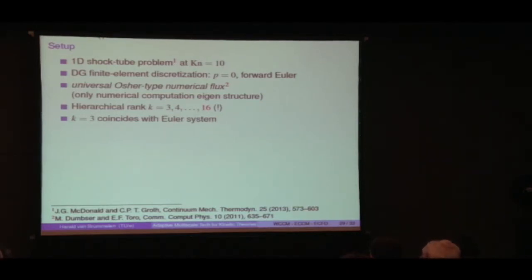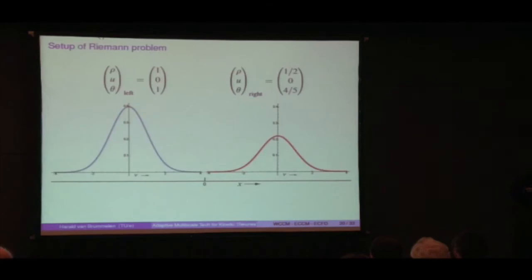And as I already indicated, the baseline system, case 3, coincides with the Euler equations of gas dynamics. So that's really the baseline continuum. This is the setup of the Riemann problem. We have 2 different left and right states, rho, u, and temperature theta: on the left they are 1, 1, 1, and on the right it's 1/2, 1, 4/5. It's a reasonably mild discontinuity, I would say. But this is a standard test case in the literature.